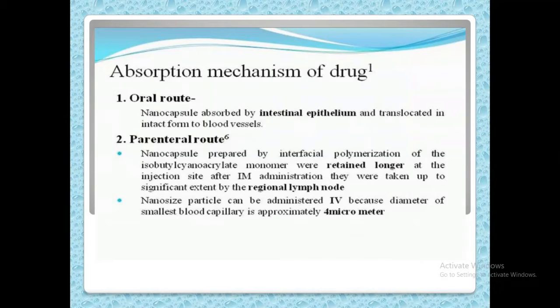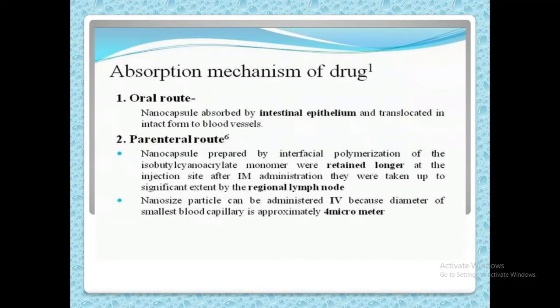So here the capsule is directly injected into the muscles by intramuscular injection, and the nearby lymph nodes present in that muscle area will take the nanocapsule and release it slowly to the other areas, the target area. This is called parenteral route transport. A nanocapsule is a nano-size particle. They can be administered IV, intravenous, that is directly injecting into the blood vessel, into the veins.